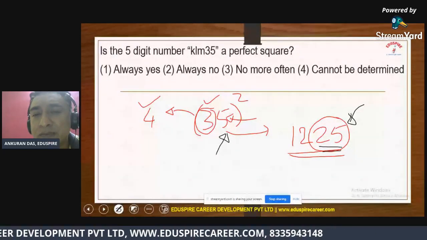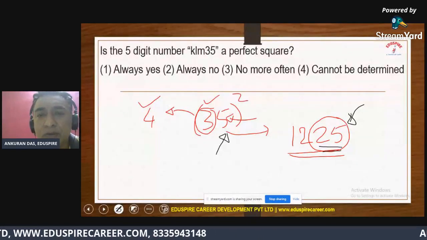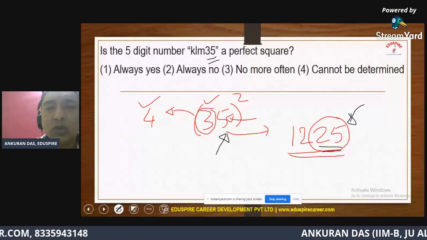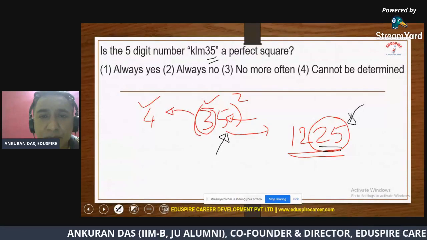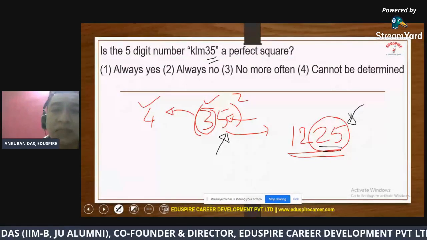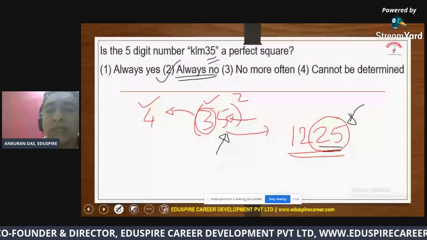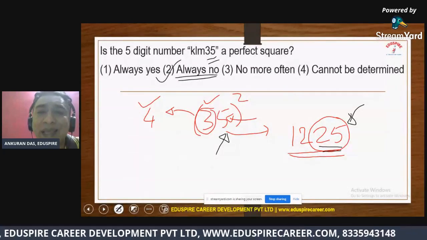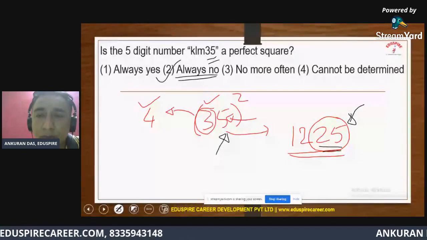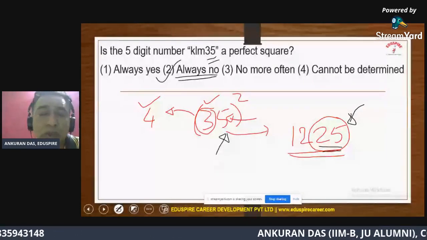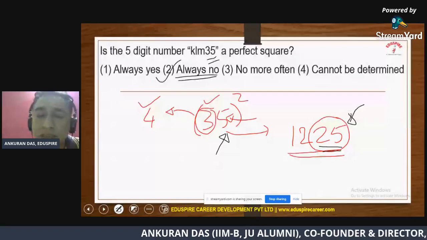Which means it is never possible to have a perfect square where the last two digits are 3 and 5, which is why our answer is always no. It is not possible that KLM35 will be a perfect square. All right. So that is how you can handle this kind of questions. Let me take you to the next one.